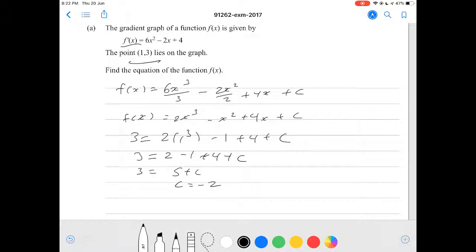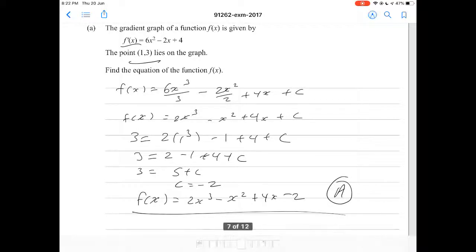Okay, so therefore your equation will be f of x equals 2x squared minus x squared plus 4x minus 2. And getting all the way up to here, you'll get your achieved grade here. Alright, moving on.